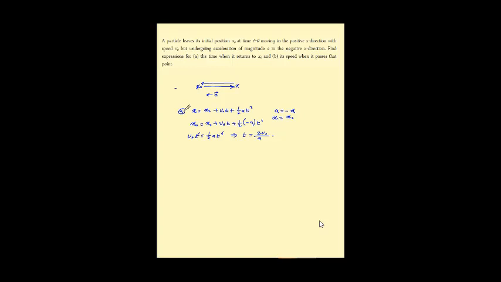And in part B, we need to find its speed when it passes this point. In order to find the speed, we have t. So simply v is equal to v0 plus at. And this is equal to v0 plus a, and in this case a is minus a, and t is 2v0 over a.